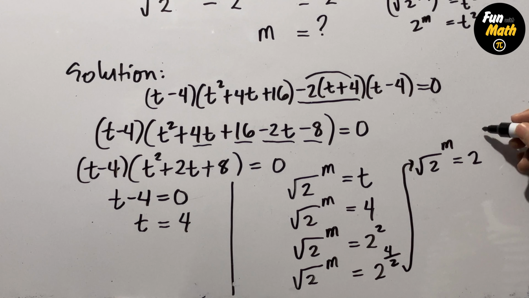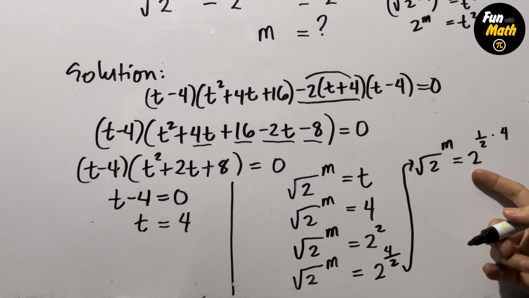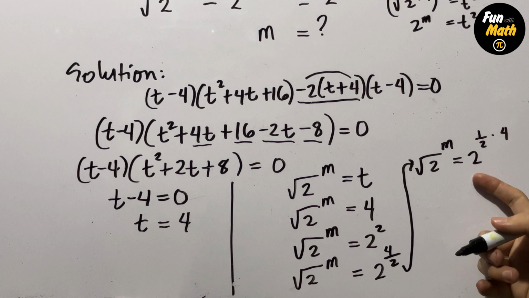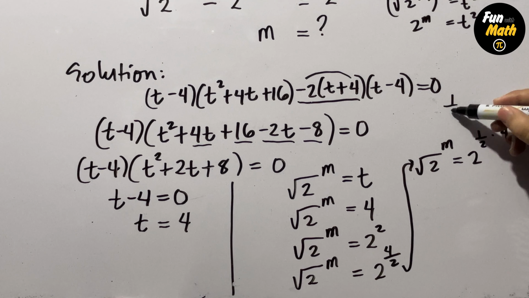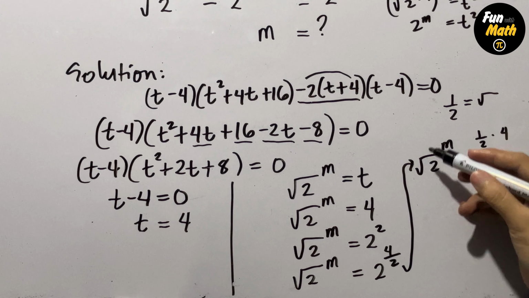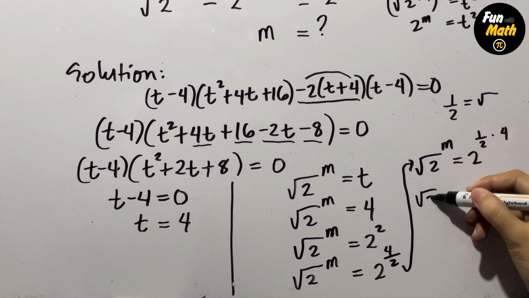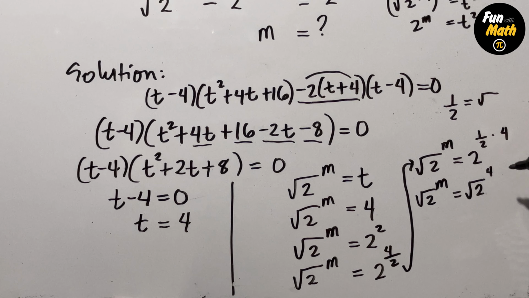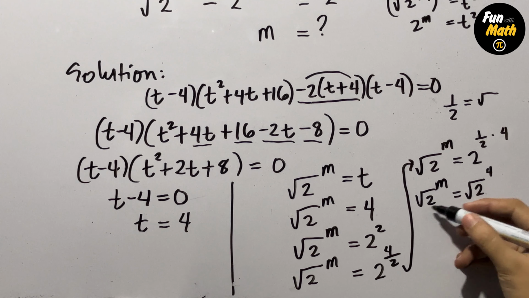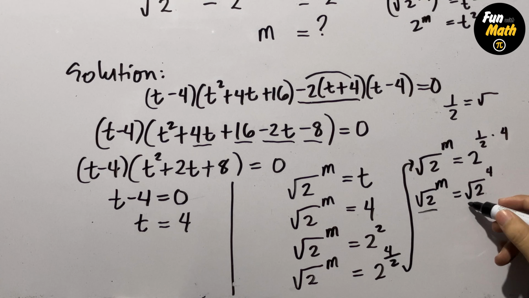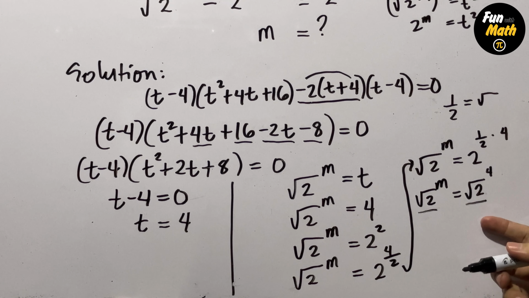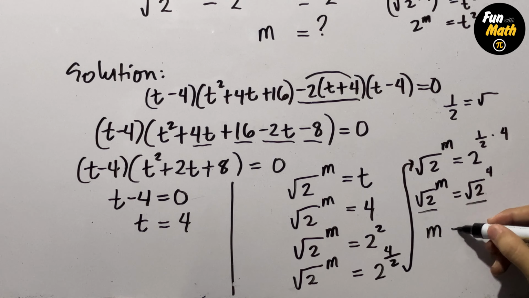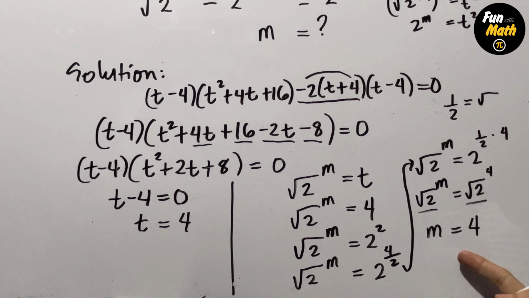We can split that into 1/2 times 4. And then for this 2 to the power of 1/2, we can write it as square root of 2, because 1/2 power is equivalent to square root. So this is now square root of 2 to the power of m is equal to square root of 2 to the power of 4. Now, they have the same base, square root of 2 and square root of 2. That means we can equate the power, and that is m is equal to 4. So now we have the value for m, which is equal to 4.